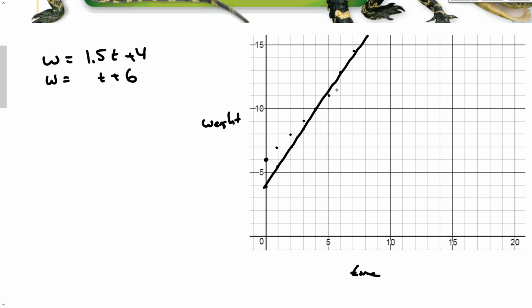And I can see that by drawing the points this way, it minimizes the chance of me making a mistake because I put a point right there for both sets of data. So my solution to this system is going to be 4, comma 10. 4 months, 10 pounds. After 4 months, both alligators are going to weigh 10 pounds.